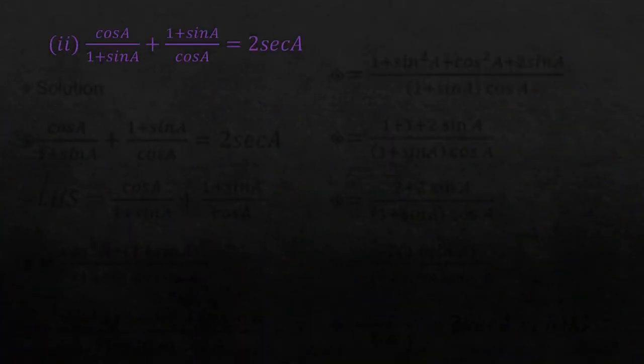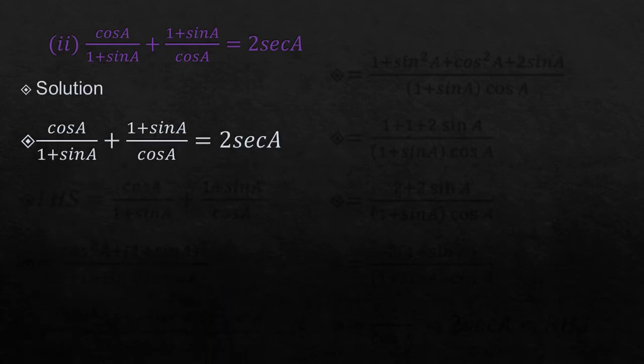Second is cos A upon 1 plus sin A plus 1 plus sin A upon cos A is equal to, you have to prove, 2 secant A. Right, students? Here, if you see the question, there are cos and sines, no tan, secant, cosecant. So we have no need to change, and we directly solve this question.